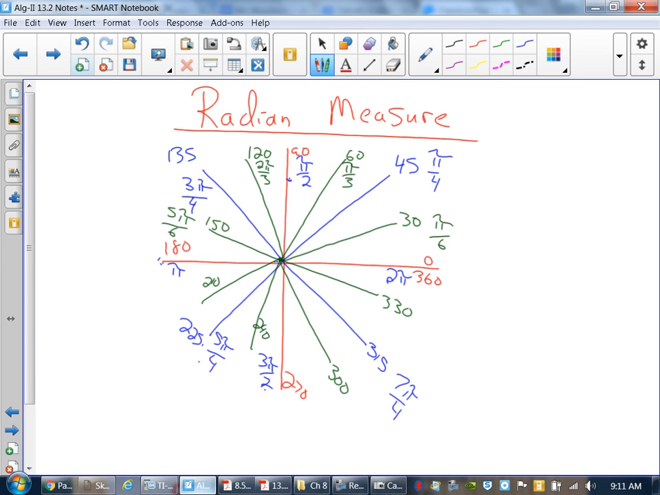6/6, 7/6, 8/6, which is 4 pi over 3. 9/6, 10/6, which is 5 pi over 3. And this is 11 pi over 6. That's the unit circle.